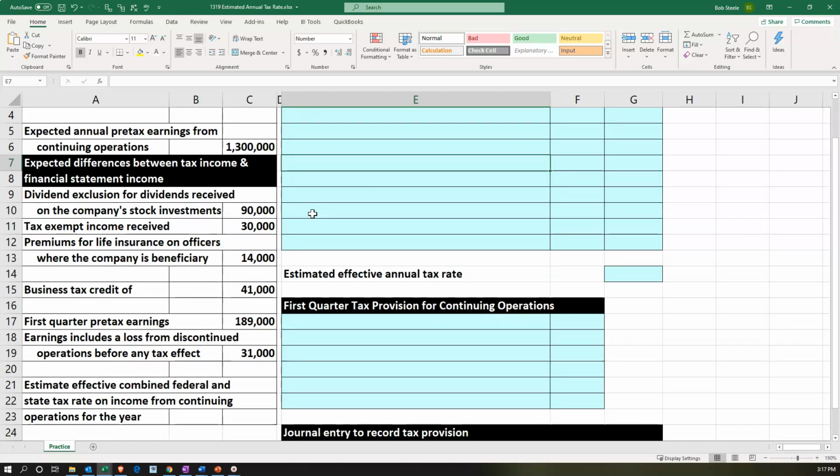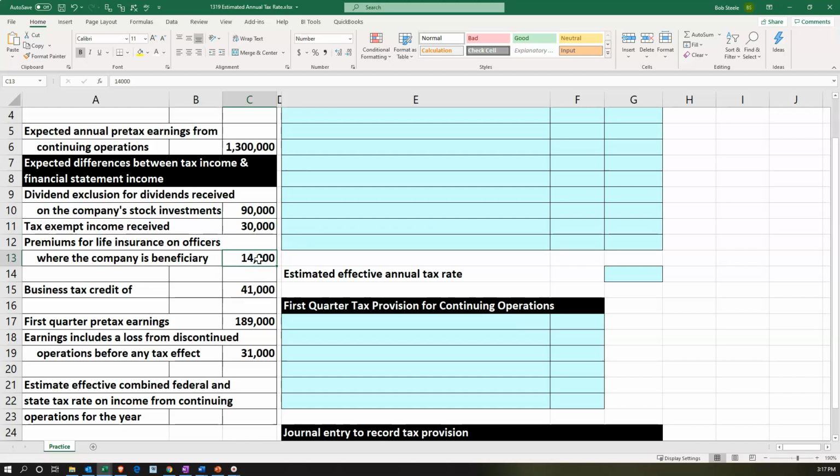So here we have some information regarding that. There's going to be a dividend exclusion for dividends received on the company's stock investment. So that's going to be a $90,000 difference between the tax and the books. We have the tax-exempt income of $30,000. We have premiums for life insurance on officers where the company is the beneficiary, which is going to be $14,000.